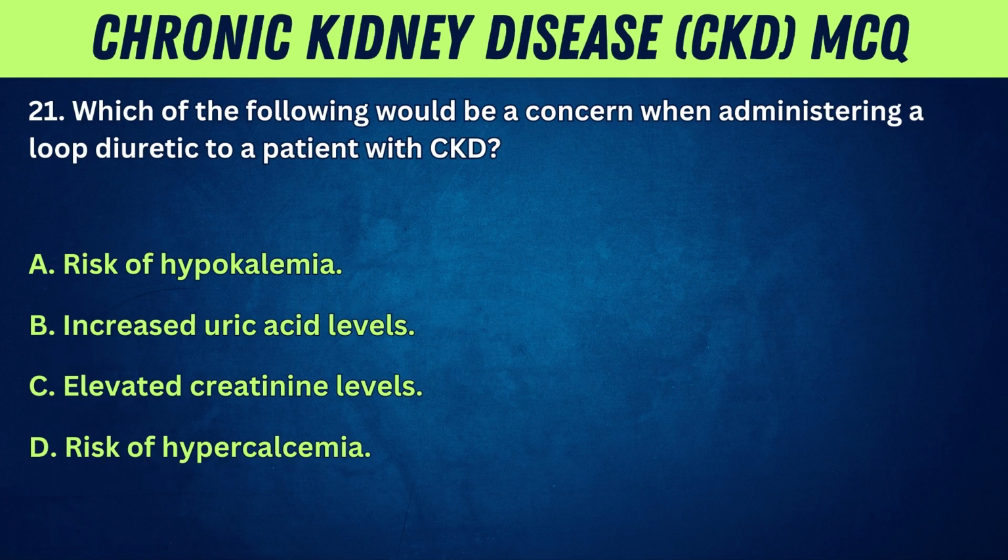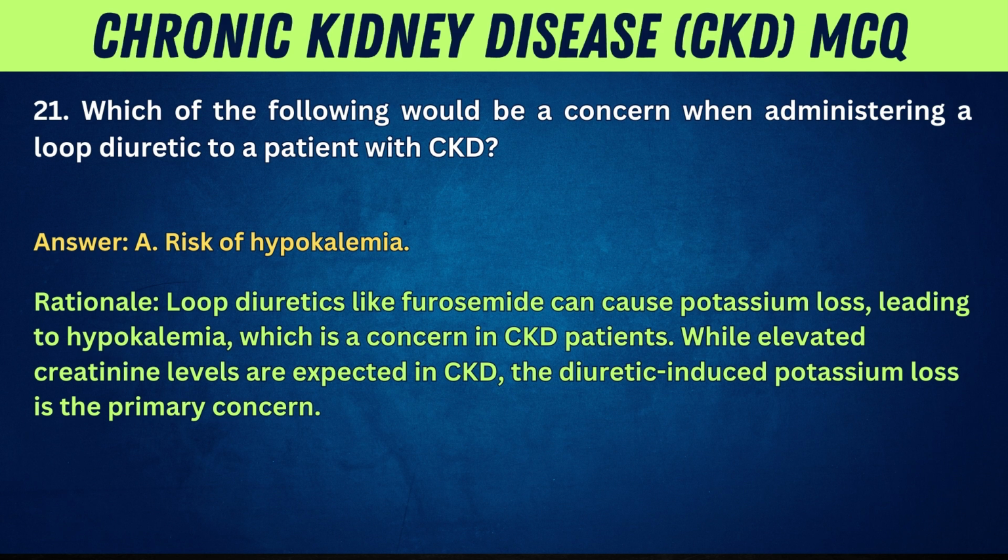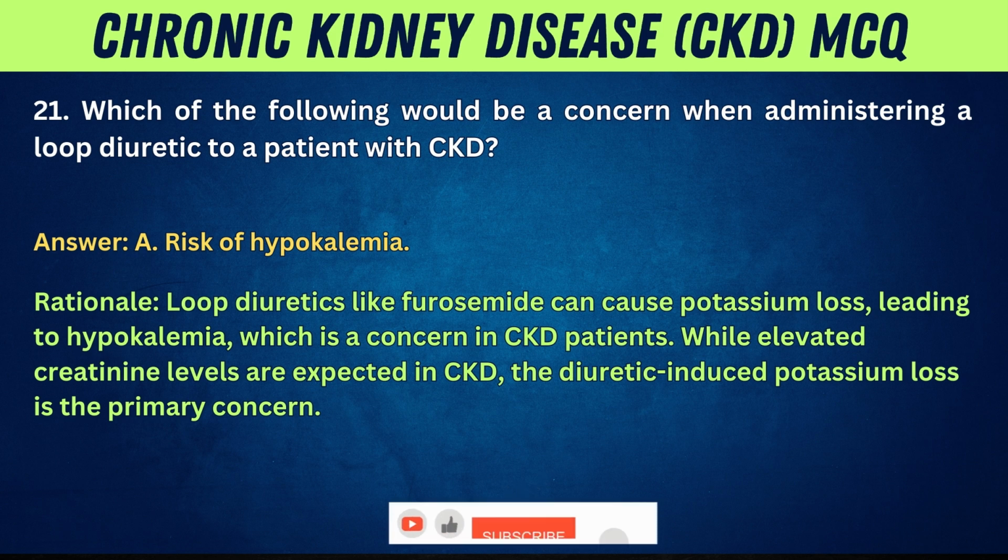21. Which of the following would be a concern when administering a loop diuretic to a patient with CKD? A. Risk of hypokalemia. B. Increased uric acid levels. C. Elevated creatinine levels. D. Risk of hypercalcemia. Answer: A. Risk of hypokalemia. Rationale: loop diuretics like furosemide can cause potassium loss, leading to hypokalemia, which is a concern in CKD patients. While elevated creatinine levels are expected in CKD, the diuretic-induced potassium loss is the primary concern.